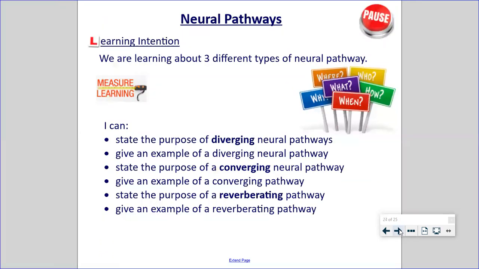So have a look at the key learning points. And again, anything you don't understand, go back, have a look at the video again, write down your questions, and speak to your teacher.